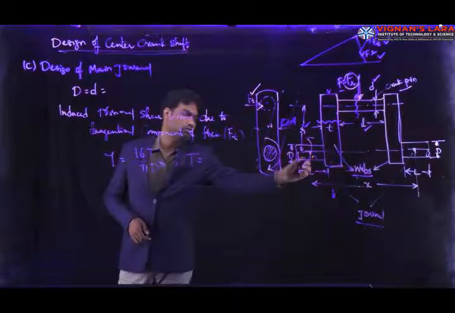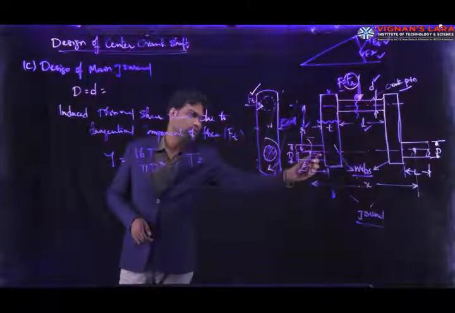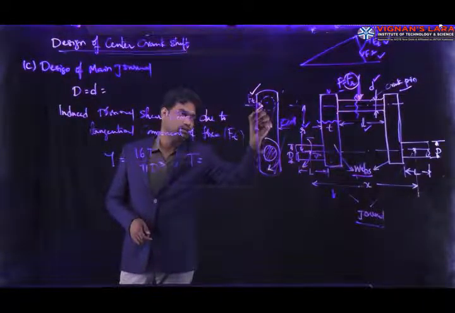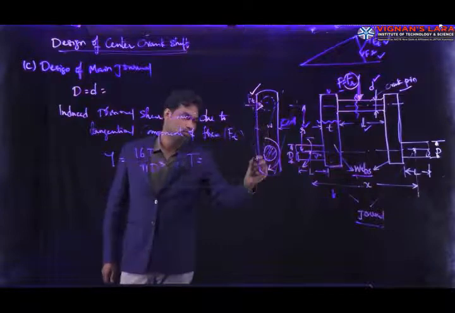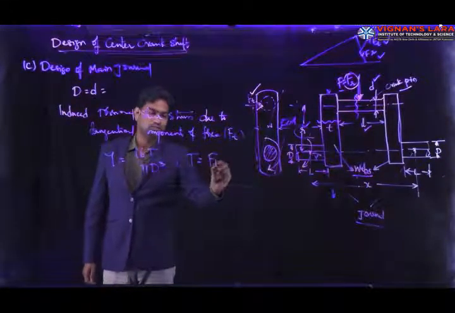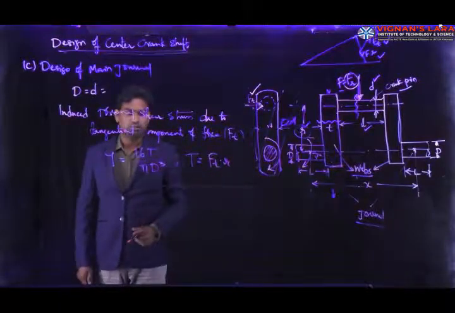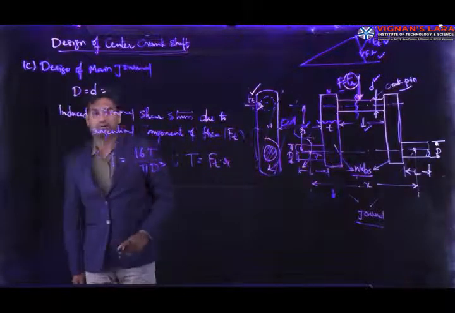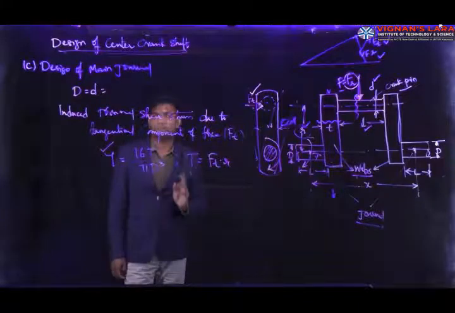So how do we calculate the torque here? That is T. The force is acting here, and the distance from the center to the support is denoted by R. So torque is given by Ft into R. So that we can find the induced torsional shear stress in the main journal.